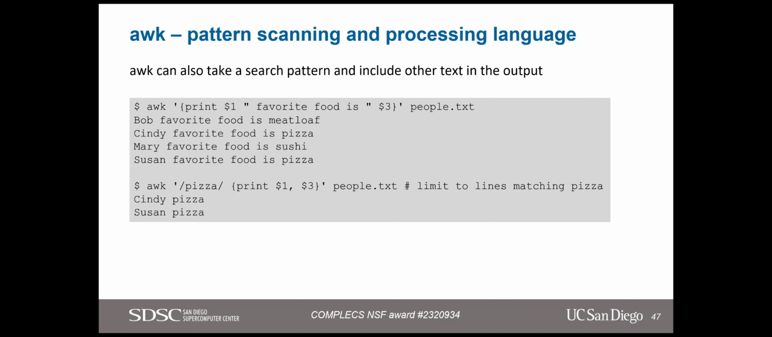Again, you can use awk by searching for certain lines to apply it to. If we only care about people who like pizza, then we can search for pizza and then just print the first and the third columns.